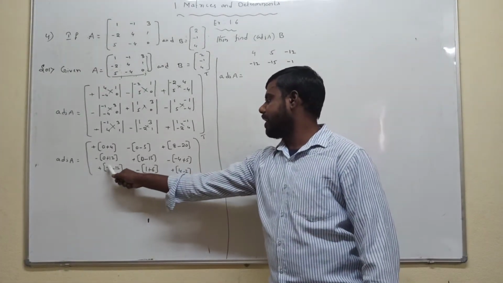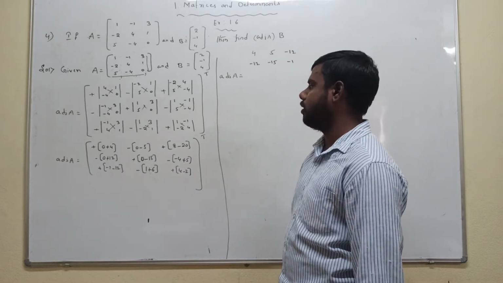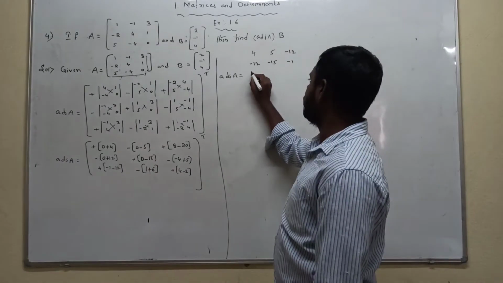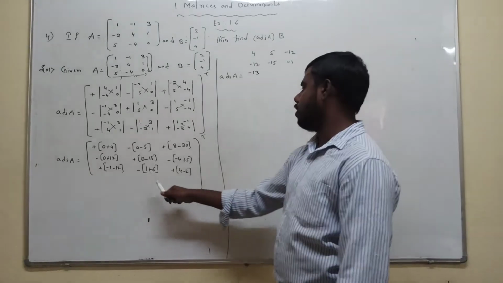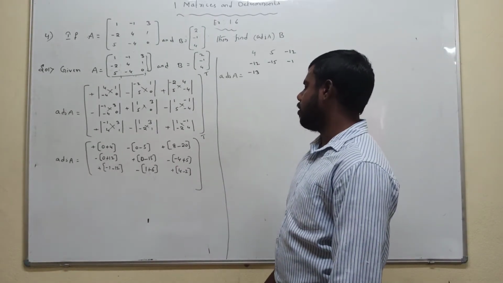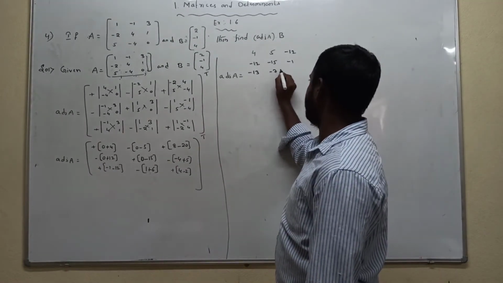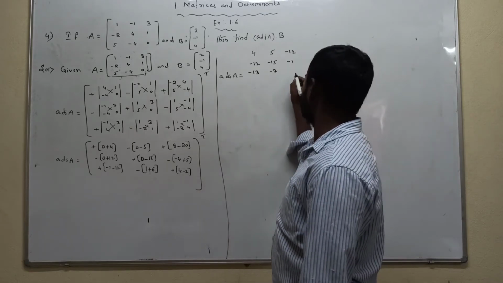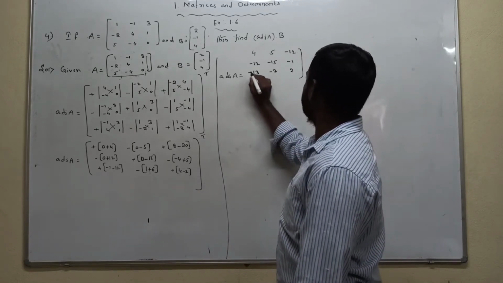Next, minus 1 minus 2, that value is minus 3, minus of plus, that value is minus 3; 1 plus 6 is 7, minus into plus 7, that value is minus 7; and 4 minus 2, the value is 2. That is the transpose.